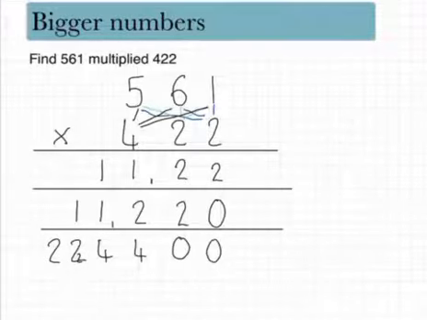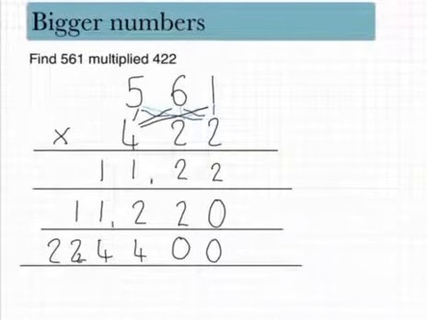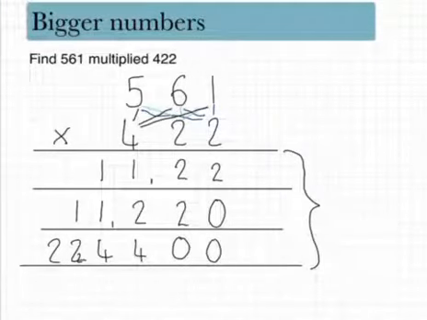Okay, the final step, draw a line underneath that one. Now we've got these 3 lines of calculations that we need to add up. So we do the sum of all 3 of those lines. And again, when we're doing long addition, we start from the right and work our way to the left. So we're going to start in this column here.